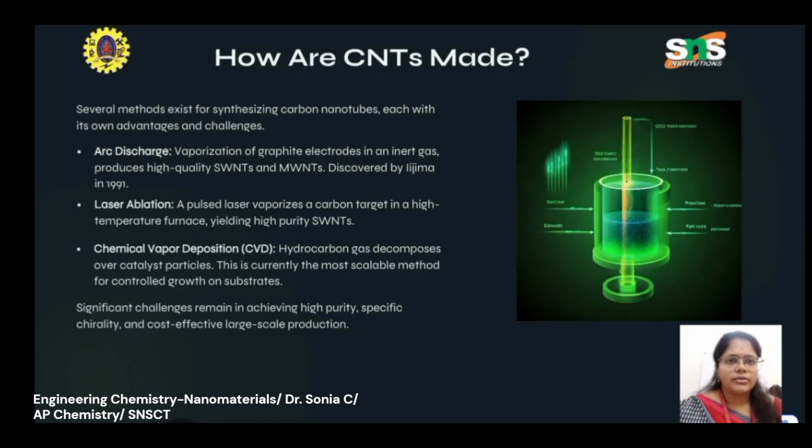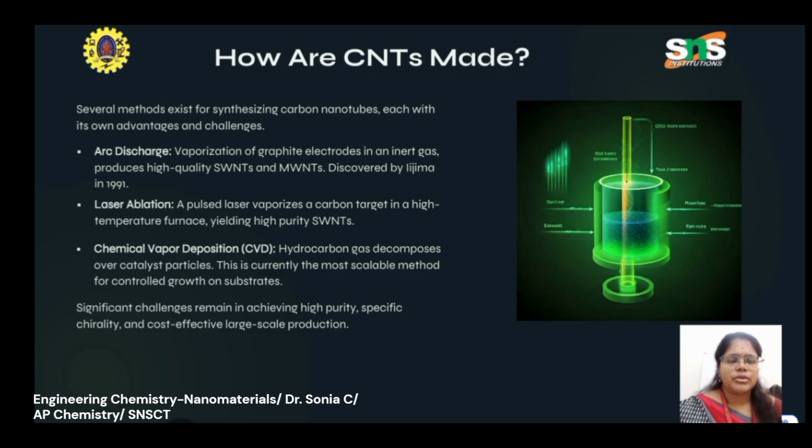Welcome to another video in the world of carbon nanotubes. How are carbon nanotubes made, or how are they synthesized? There are several methods. Arc discharge method: it involves the vaporization of graphite electrodes in an inert gas. It produces high quality single wall nanotubes and multi-wall nanotubes.